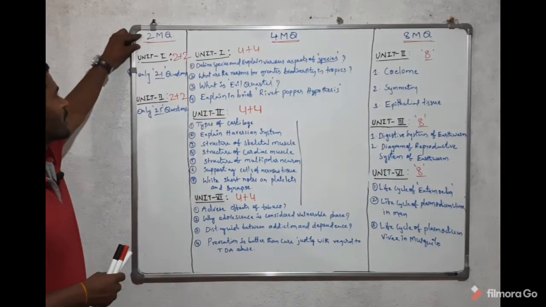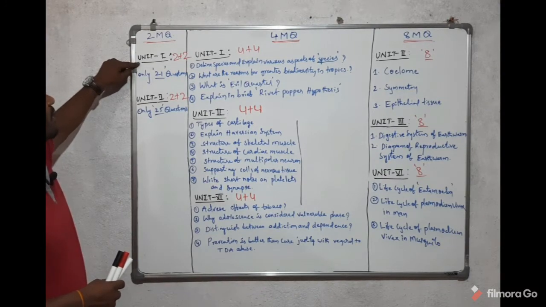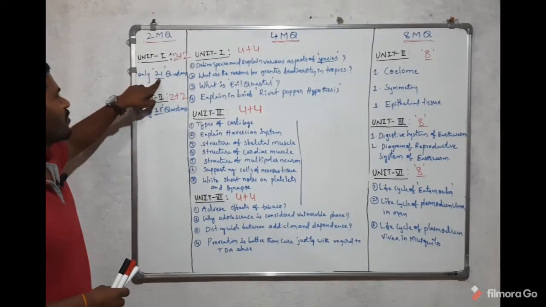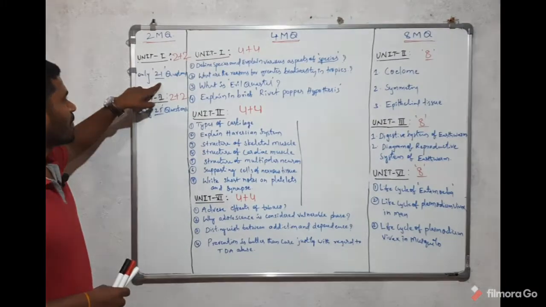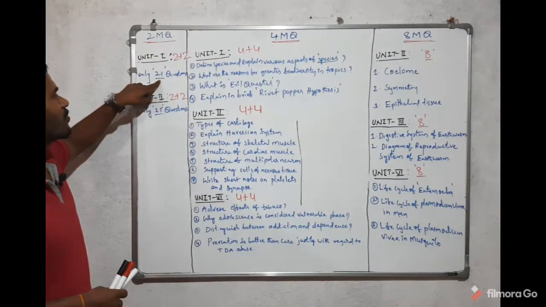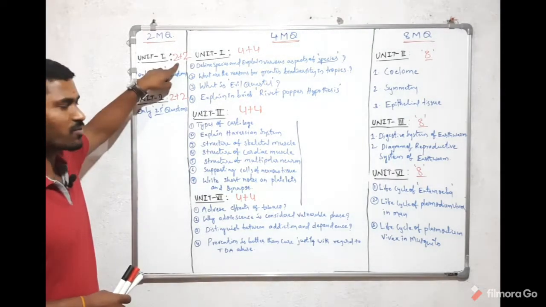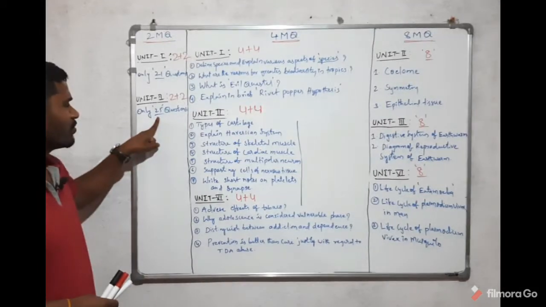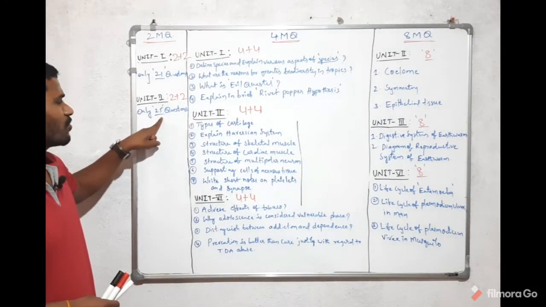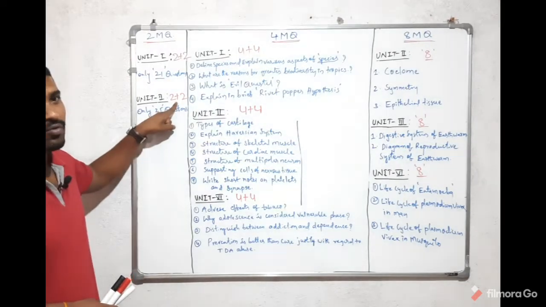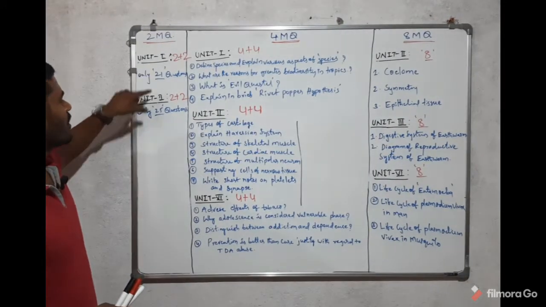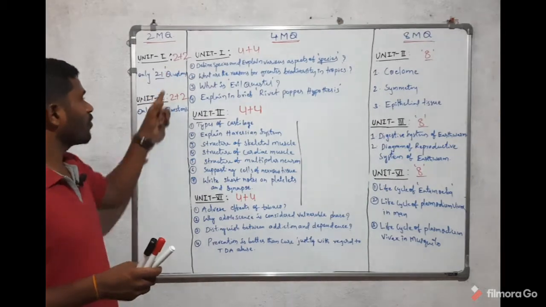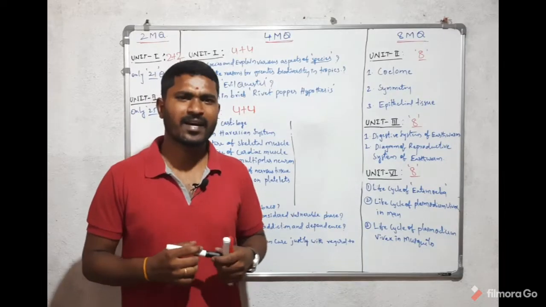When we see the 2 marks questions, they will be asked from unit 1 and unit 2. There are only 21 2-marks questions in unit 1. When you read these 21 questions, you are able to answer the 2 marks questions. There are 25 2-marks questions in unit 2. When you study these 25 questions, you are able to answer 2 marks questions. If you read these 46 questions, you are able to answer the 2 marks questions. Understand? Let's see the analysis.